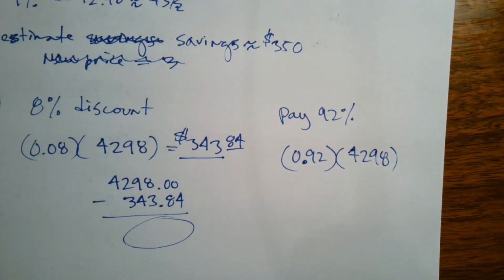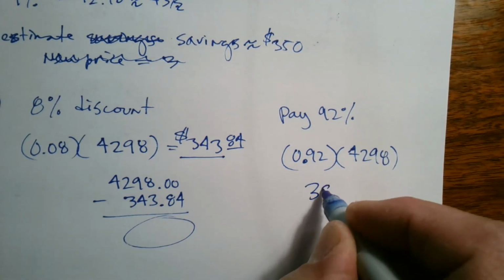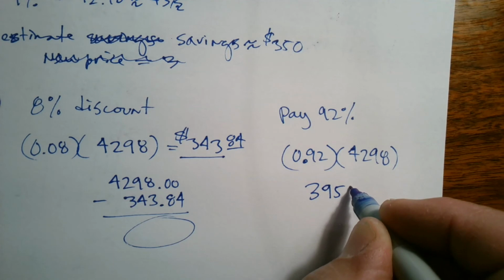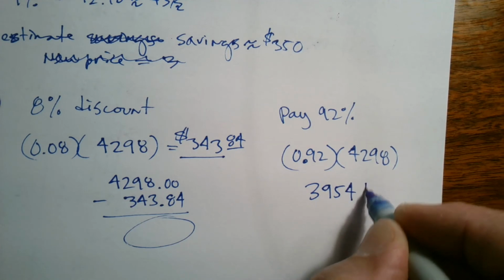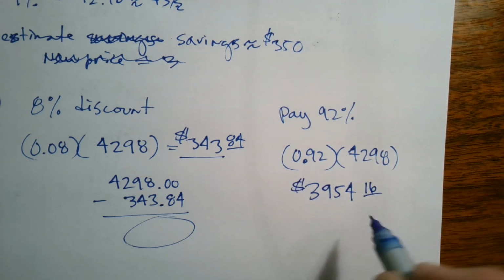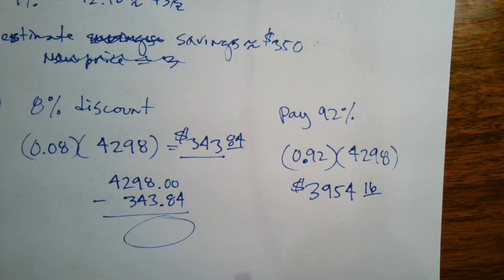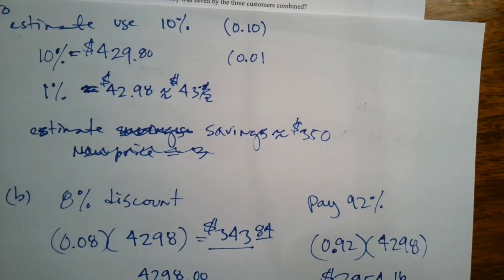Let me do that real quick on my calculator. 92 hundredths times 4,298. So what he's going to pay is $3,954.16. Okay, all right. And that was part B.